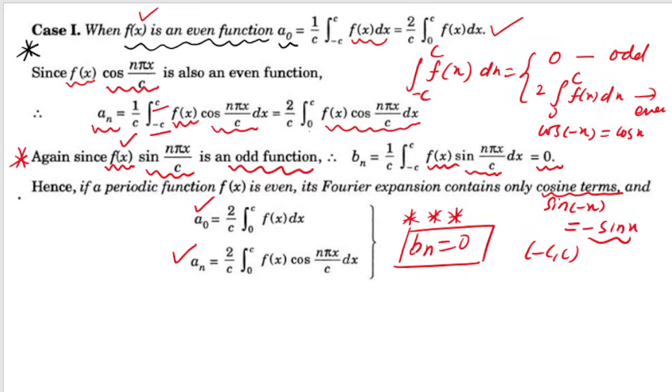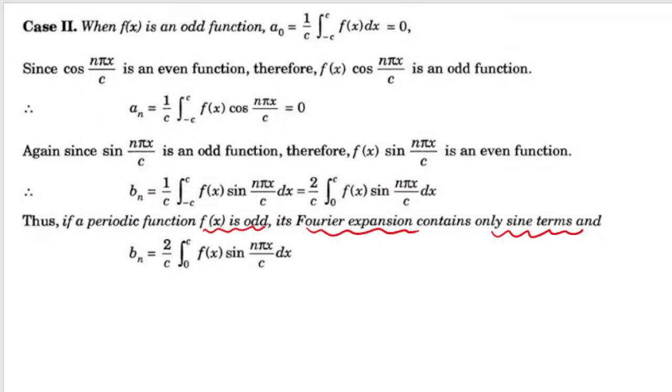So in exams they may ask questions based on this. Similarly, if I talk about the second case here, when f of x is an odd function, I don't have to explain much. A naught, in case f of x is odd, will become 0.